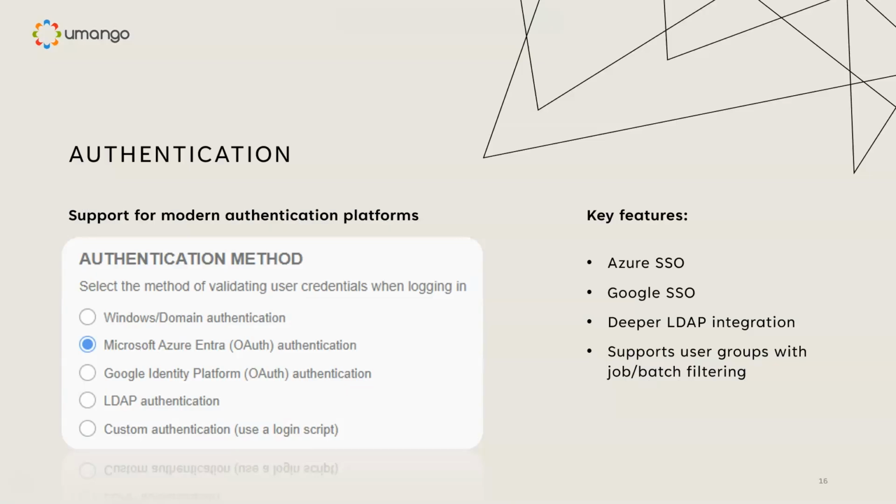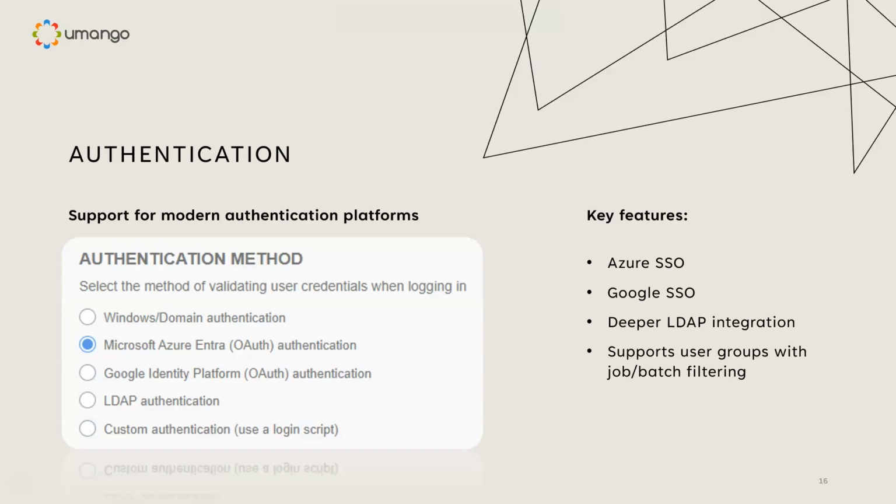Okay, and authentication. So in the past, we have provided scripting options in authentication, which has meant there's a fair bit of flexibility on how users can log in, but we haven't been able to support the flexibility that is provided when we are natively supporting products like Microsoft Azure and Google Identity Platform or Google Authentication. Although you can do that in a script, what that doesn't do for you is provide the ability to filter jobs and batches based on user groups and those kind of things.